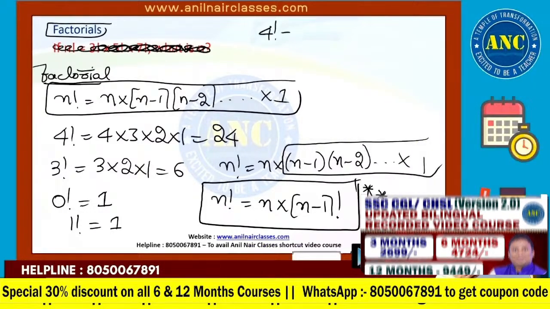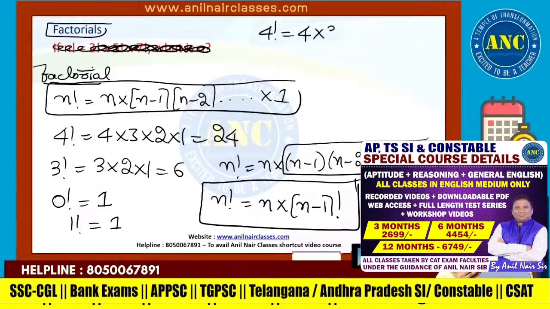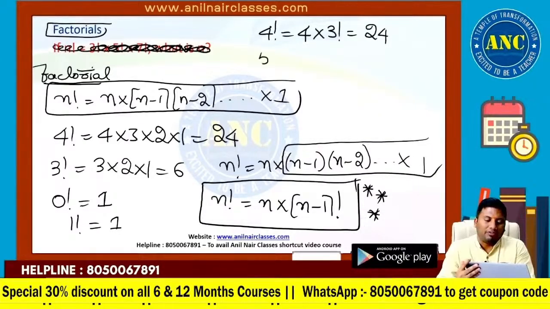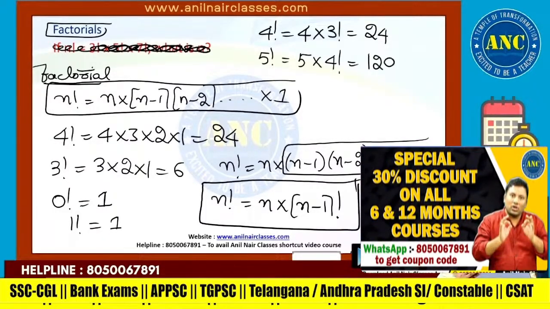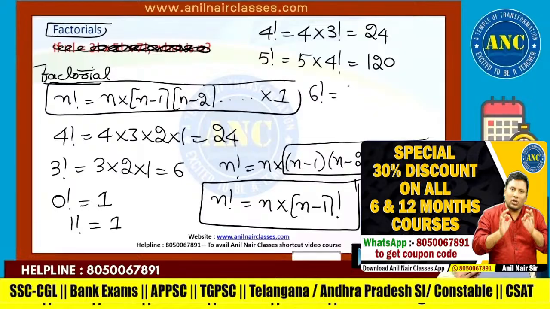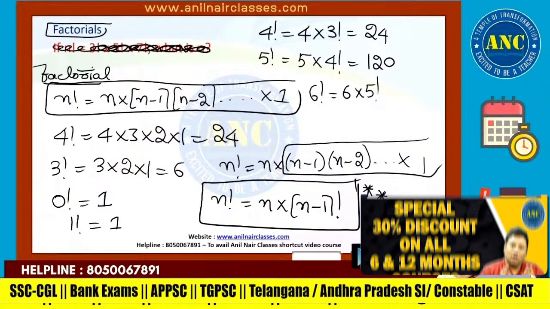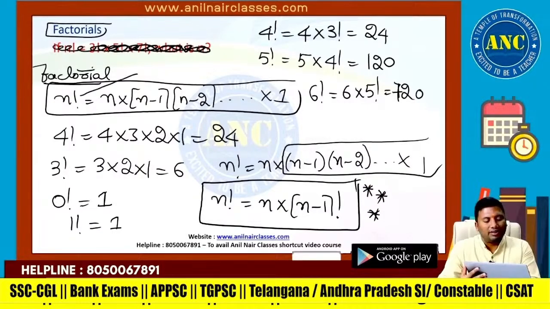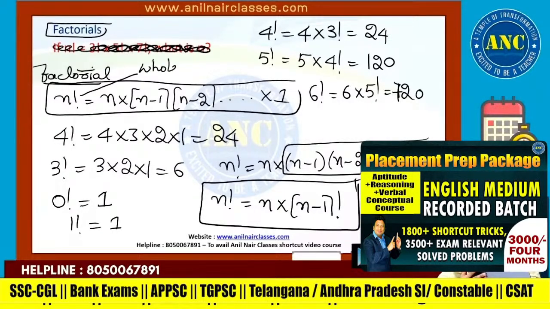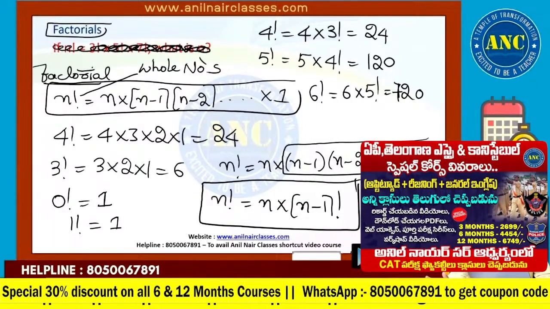That means 4 factorial can be written as 4 into 3 factorial, which is 24. 5 factorial is given as 5 into 4 factorial, which is 120. 6 factorial is given as 6 into 5 factorial, which is 720. Factorial is defined only for whole numbers.